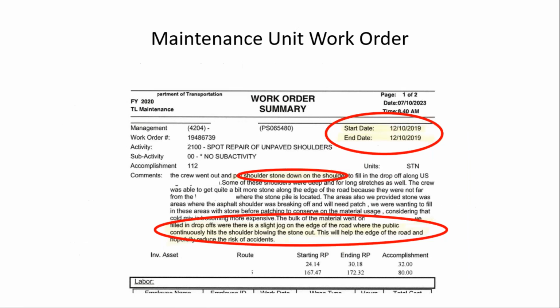But one of the things that was produced during discovery was a maintenance unit work order. Remember, this crash occurred in 2021. This work order is dated December of 2019. And the narrative portion of this work order summary indicates that the crew went out and put shoulder stone down on the shoulder to fill the drop-off along a number of highways.